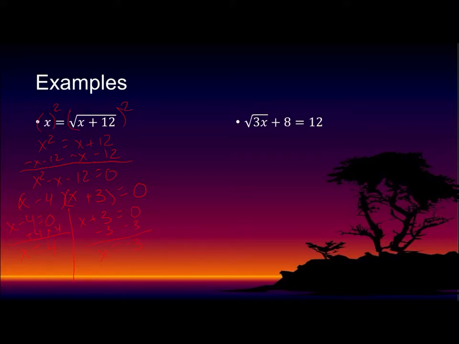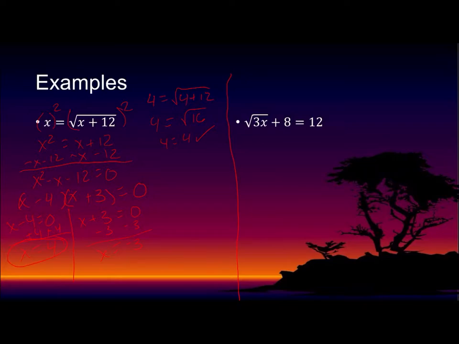So now it's our responsibility to then check both of our solutions. So we'll start with the 4. So 4 is equal to the square root of 4 plus 12. And 4 is equal to radical 16, which is true. 4 is equal to 4. So 4 does work. That is a viable solution.